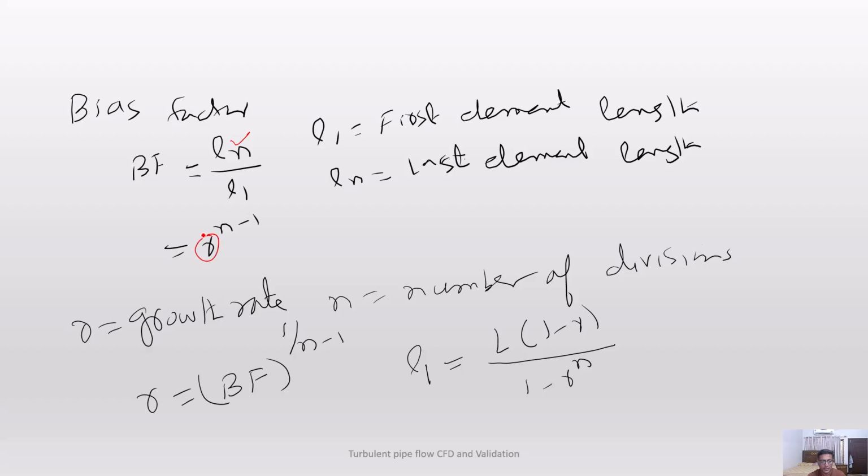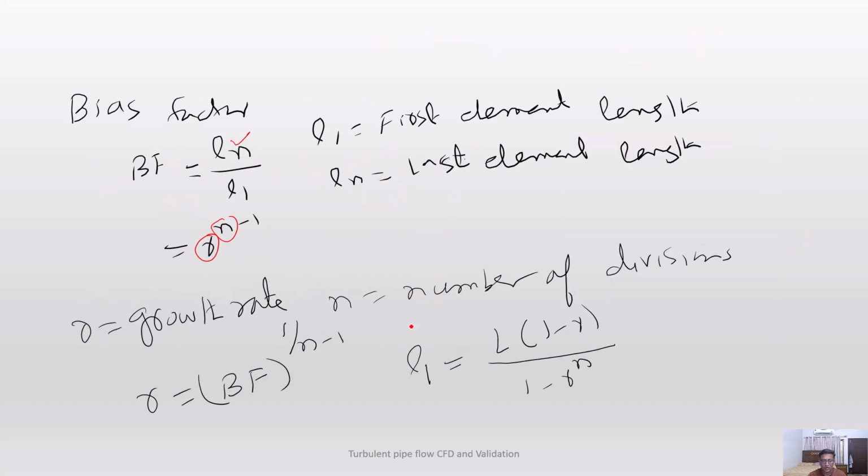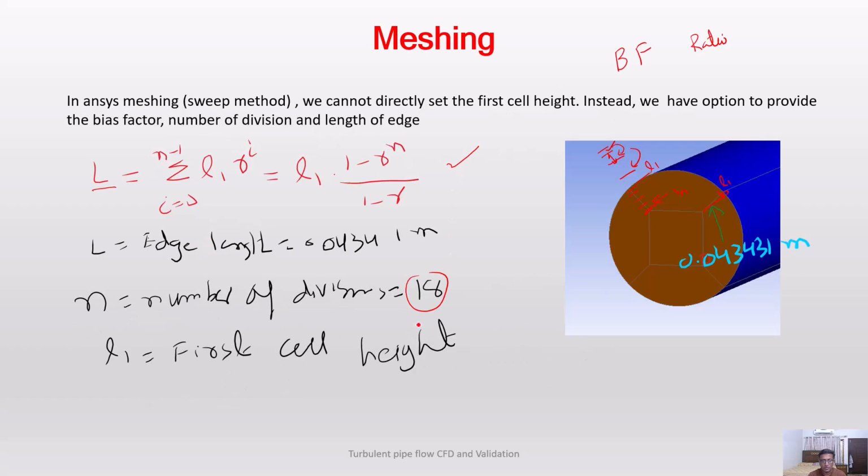This R is the growth rate, and in the power n minus 1, n is the number of cells, the number of divisions here. So R is the growth rate, n is the number of divisions. We can solve this formula for R, and R will become equal to the bias factor power 1 by n minus 1. And then solving these two formulas, I can find out that L1 is equal to L into 1 minus R divided by 1 minus R power n.